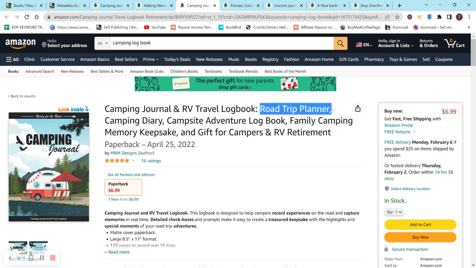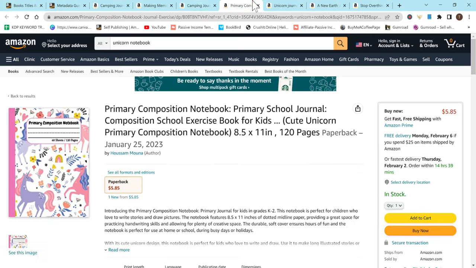So they have road trip planner, which must be a keyword, family camping, memory keepsake must be another keyword, and so on. And so I would probably just try to make it so that camping wasn't in there 3 times, but everything else is pretty good.